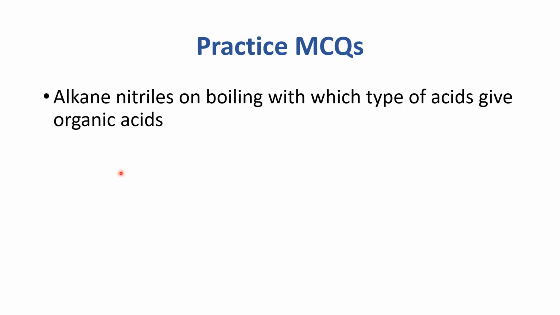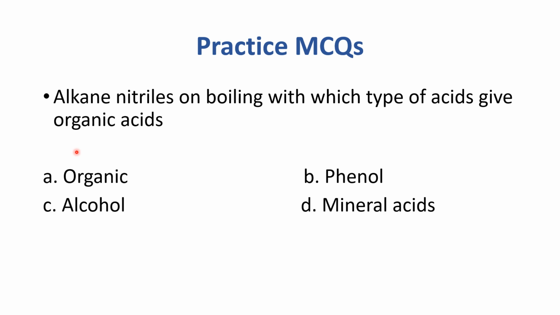Let's discuss a question. Alkane nitriles on boiling with which type of acid give organic acids? The options are organic, phenol, alcohol or mineral acids. And the correct option is mineral acids. You can treat with acids or you can treat with alkalis.